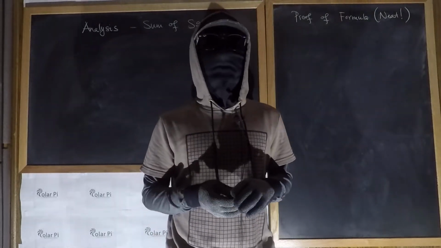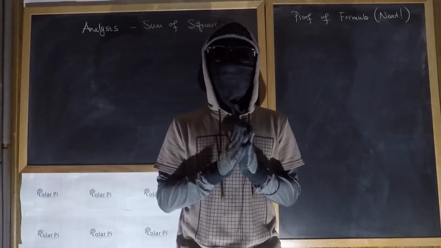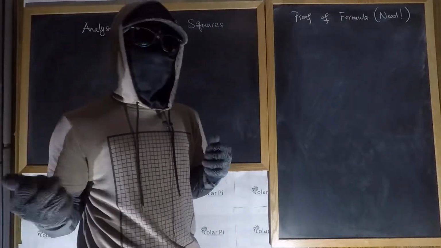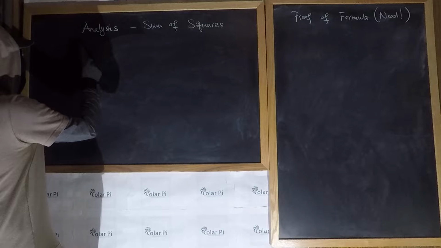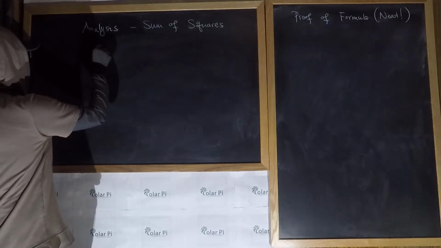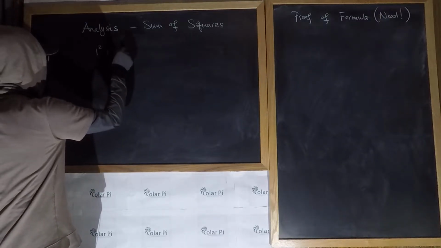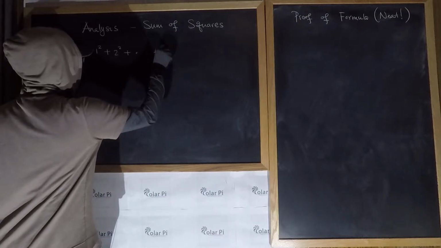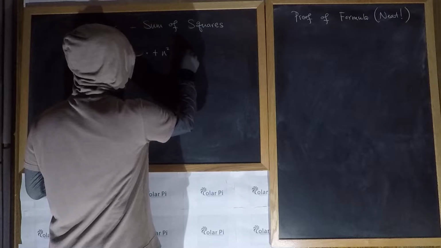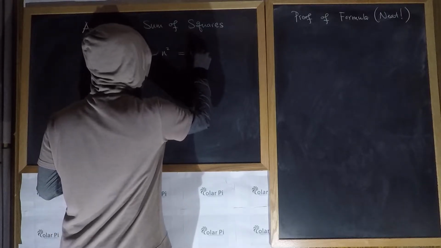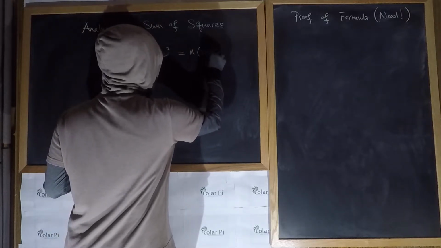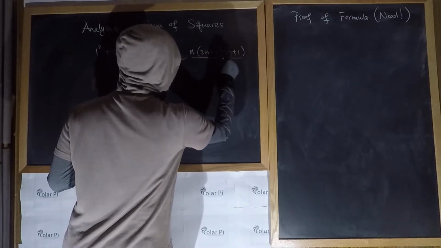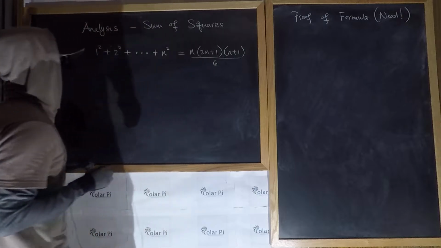Hey guys, welcome. In this video I'm going to show you a really cool proof of the sum of the squares of the integers formula. This is what I'm talking about. You should know that 1 squared plus 2 squared and on and on to some n squared is equal to n times 2n plus 1 times n plus 1, all divided by 6.